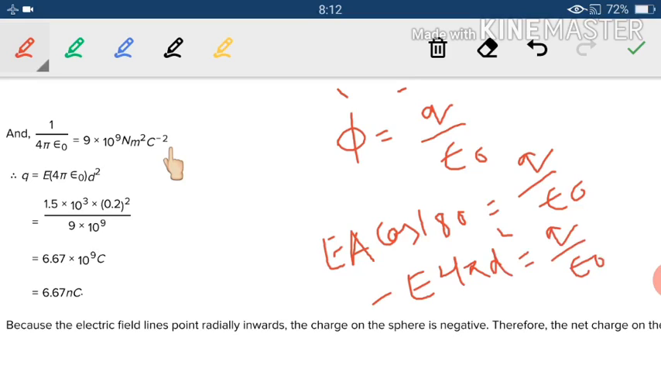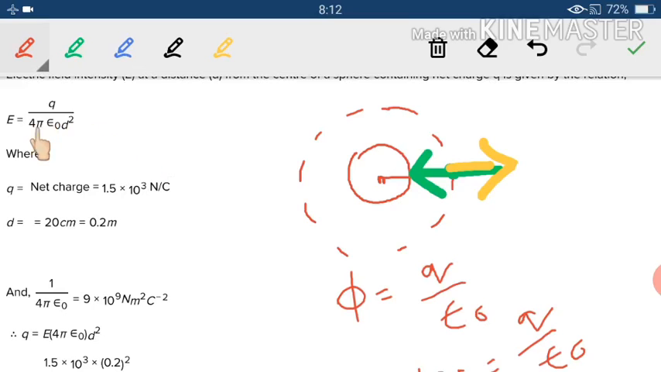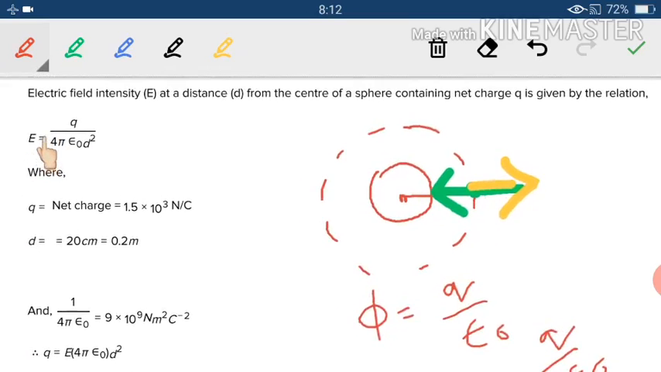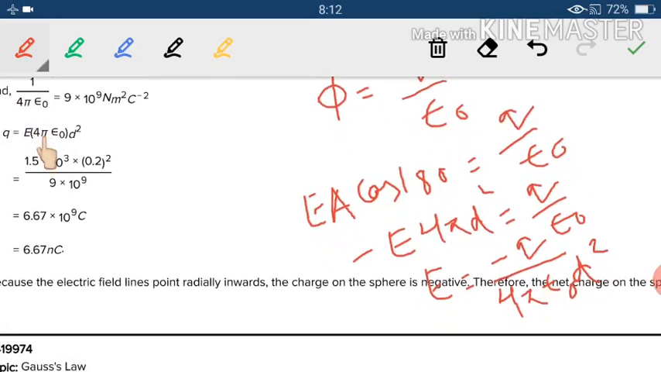So finally we can write, E is equal to minus Q upon 4 pi epsilon naught d square. This formula is directly given in this particular solution as E is equal to Q upon 4 pi epsilon naught d square, and they have ignored the negative sign. So I think this explanation shows how they have directly written E equal to minus Q upon 4 pi epsilon naught d square. They have given that phi is equal to Q upon epsilon naught, in place of phi we have written EA cos theta, and finally we are here. I think this is clear to everyone.